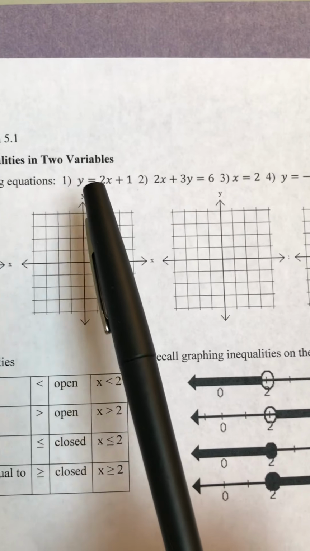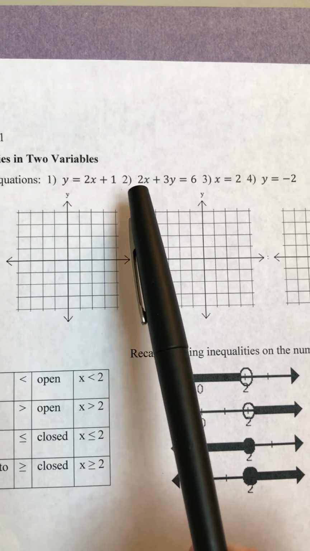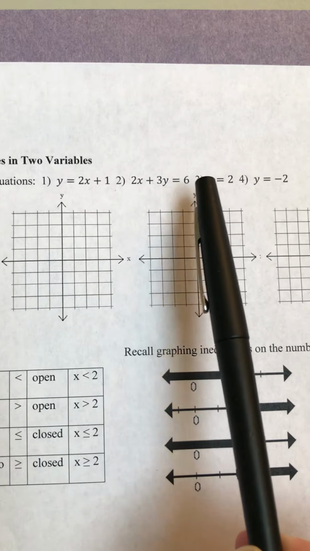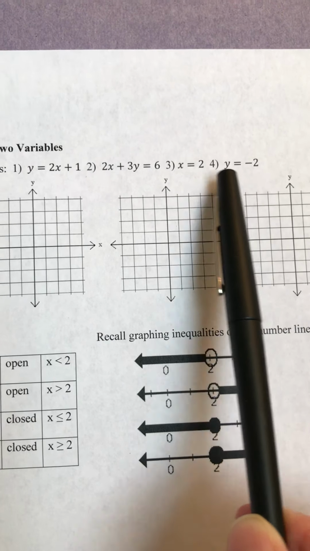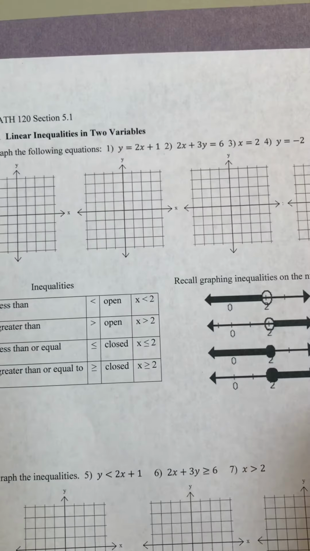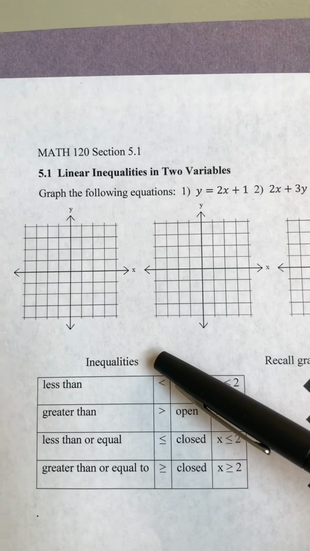Here it says graph the following equations. So this is what we're used to: y equals 2x plus 1, 2x plus 3y equals 6, x equals 2, y equals negative 2. We're going to review how to graph those, and then we'll look at inequalities.